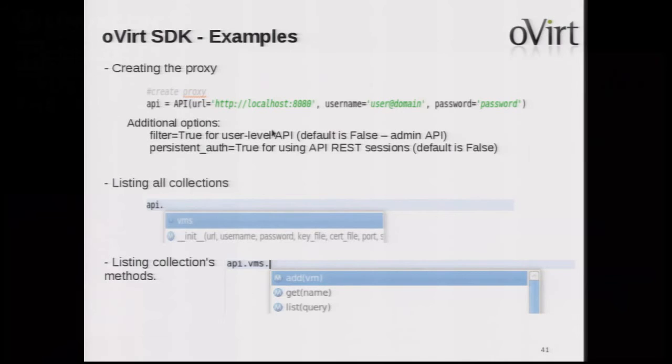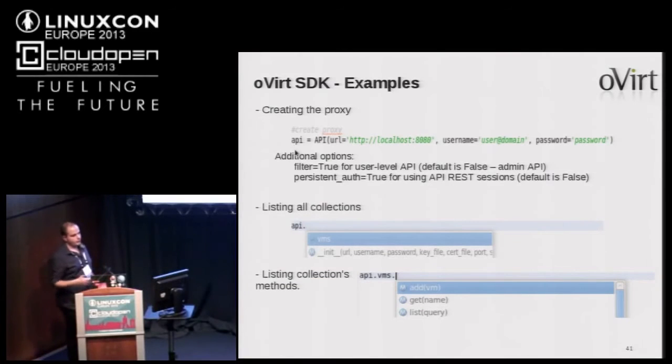So in Python, when we want to start working with the engine, we create a proxy. So we create a new API object, passing the URL, the username, and the password, and that's pretty much it. Now we have an object in hand which we can use. For example, listing all the collections, API. I can see, for example, I have the VMs collection. I can do API.vms. Something I can add a VM, get a VM, list all the VMs, and etc. Very convenient to use.